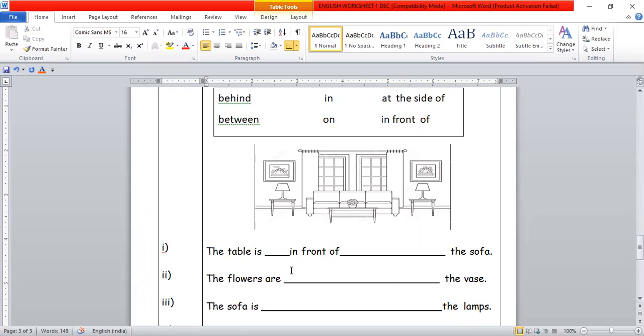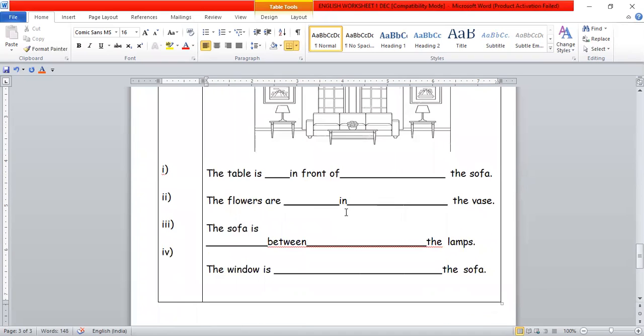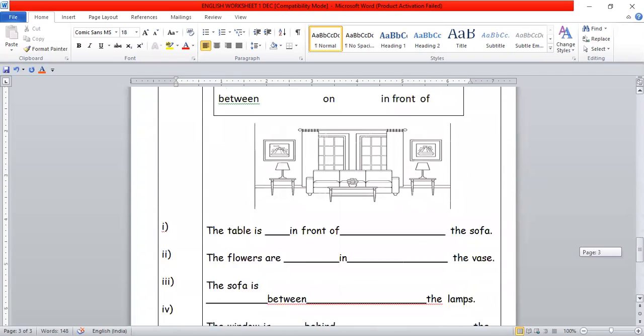The flowers are dash the vase. Where are the flowers? On the vase. Is it on? In the vase. Okay. I beg your pardon. The flowers are in the vase. Here. The sofa is dash the lamp. The sofa is between. So we will write between. Between the lamps. The window is dash the sofa. The window is behind. Behind the sofa.